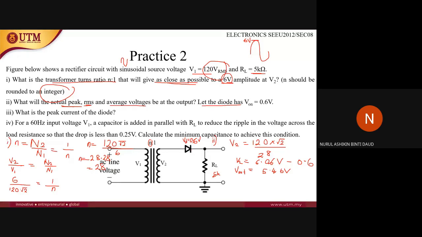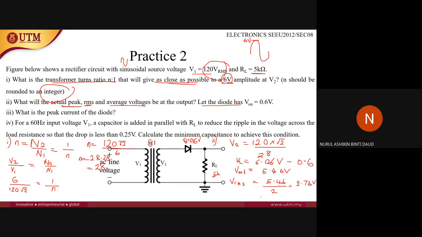So VRMS will be 5.46 divided by 2. So you will get the answer 2.73 volts. Okay, so this is the value for the VRMS.